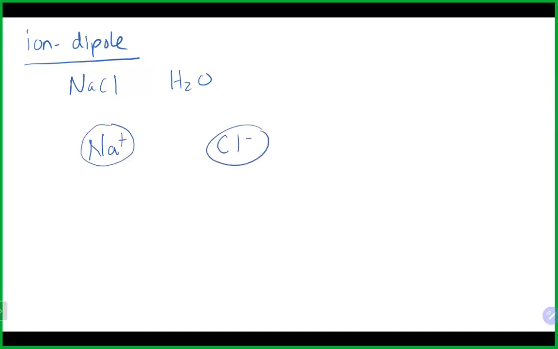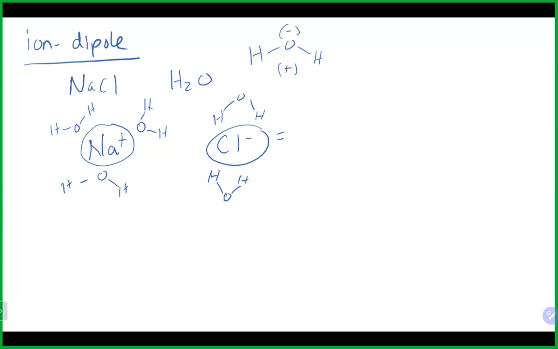Basically what happens in this case is, because water is a polar molecule, again having a negative side and a positive side, the negative side of water will be attracted to the positive ion or the cation, through that opposite attraction, while the positive side of water, which is the hydrogen, will be attracted to the negative ion in this particular case as well. So this is another type of intermolecular force.